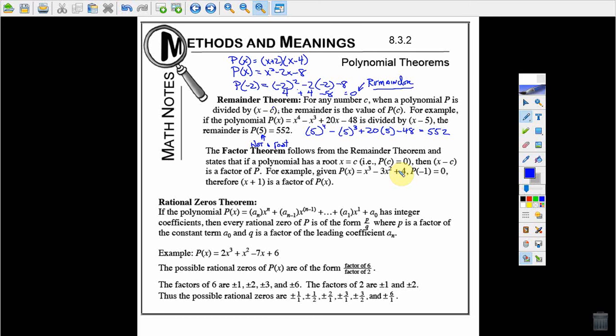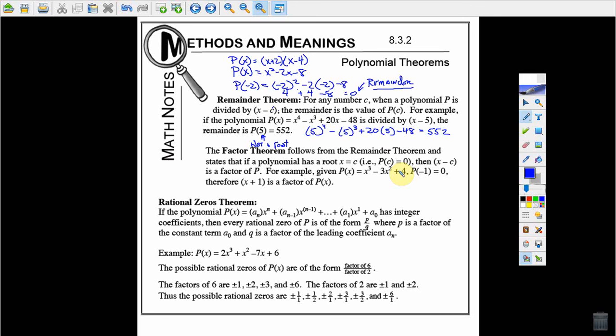Rational zeros theorem. The first two theorems may lead you to question, well, that's great, Mr. Jewell, but how do we figure out what number to start choosing? If we're trying to find the roots, we know that if we plug in that number and we get a remainder of 0, then it must be a root. But how do I know what number to start with? What's a good starting point with my guess? Well, that's what the rational zeros theorem tells you.